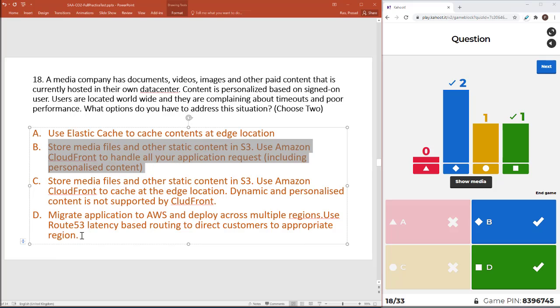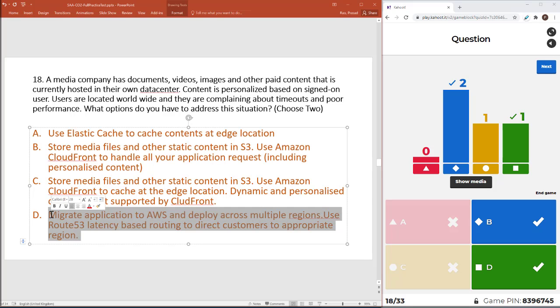D is more of a rehost. There are multiple cloud migration strategies: rehost, refactor, relocate, retire, and so on and so forth. There are 7 migration strategies. Option D is more of a rehost, where you have taken your traditional application on your on-prem and rehosted it onto cloud. And because you wanted to reach out to your global users, you deployed on multiple regions and used Route 53 to route the request to the nearest region.